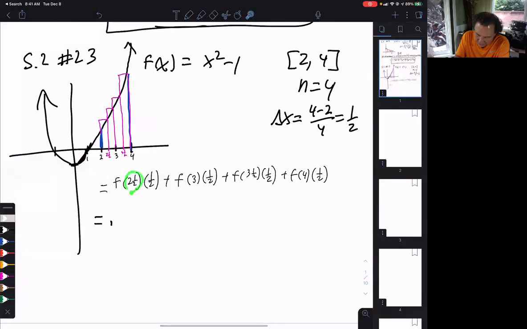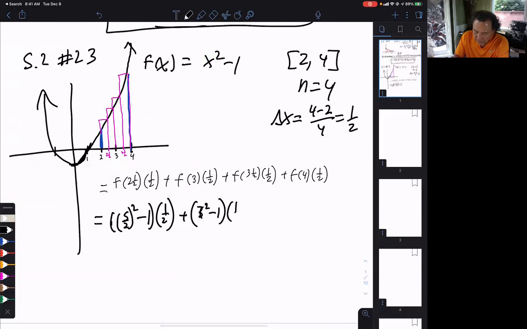So I'm going to plug 2 1/2 into that. 2 1/2 is 5 halves. So 5 halves squared minus 1. That's the height, and the width is 1/2. And I'm just going to go down the line and plug these in. Now I plug in 3 into here. So we're going to get 3 squared minus 1 is the height, and the width is still 1/2. Then I'm going to plug in 3 1/2, which is 7 halves. So that's going to be 7 halves squared minus 1. That's the height, and the width is going to be 1/2.